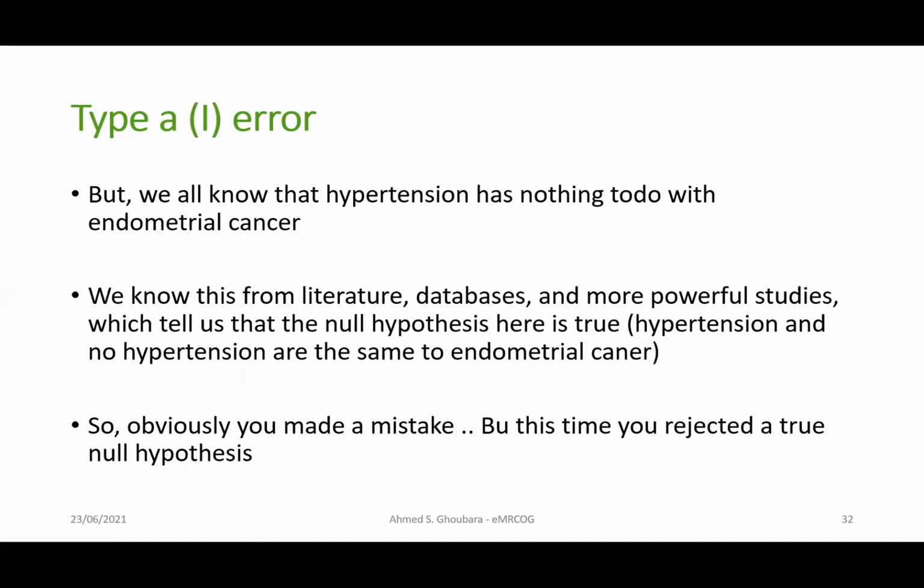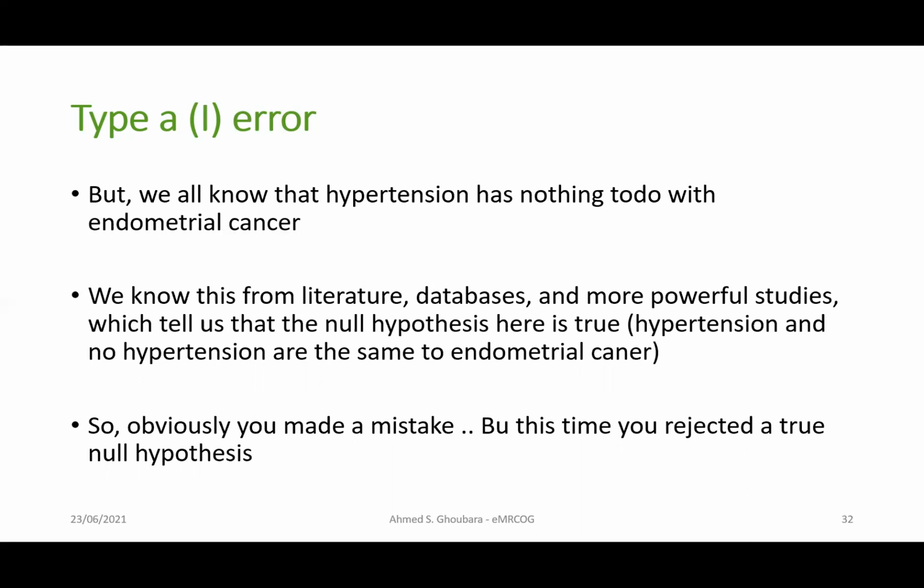And we all know that hypertension has nothing to do with endometrial cancer. I made a mistake. We know this from the literature, from databases, from multiple published studies, that the null hypothesis should be true. Yeah, the null hypothesis is what we rejected this time. Nina was right, but I rejected Nina. I was wrong. I made a mistake. I should have accepted what Nina said. I should have accepted the null hypothesis because from the databases, from the literature, from multiple studies, we all know that hypertension has nothing to do with endometrial cancer.